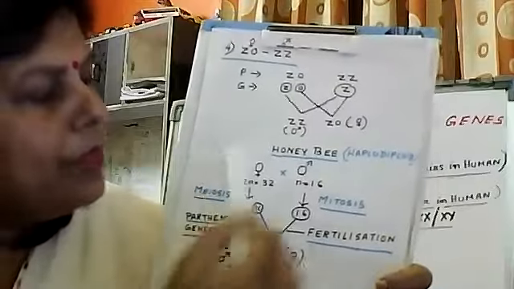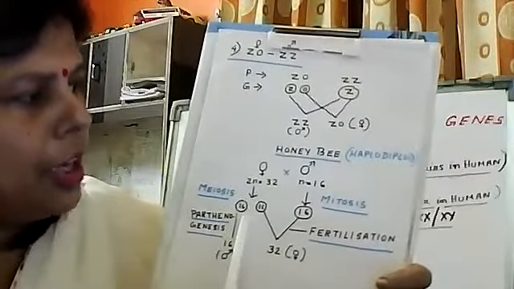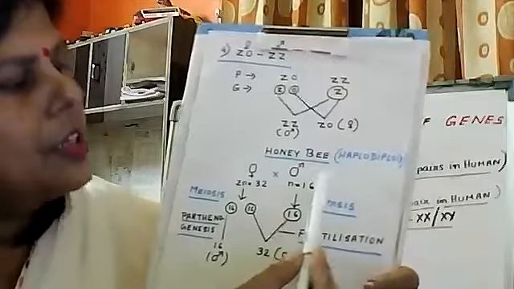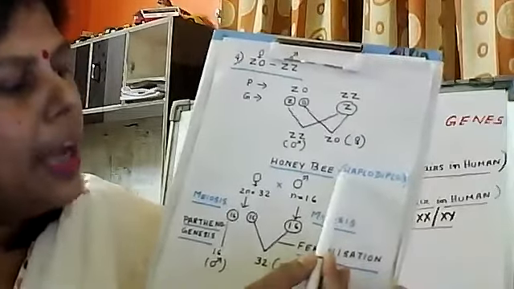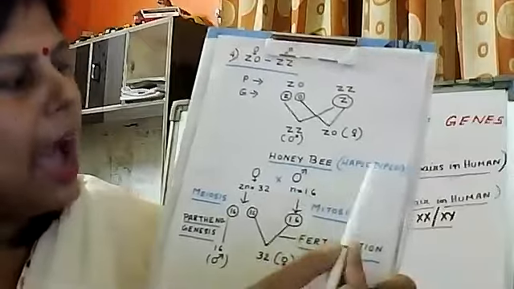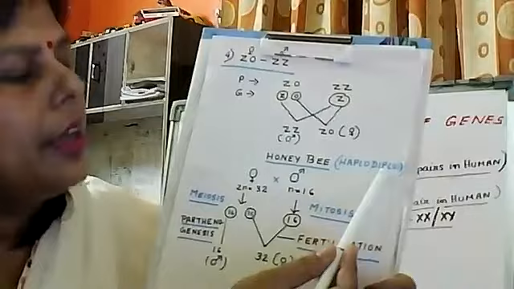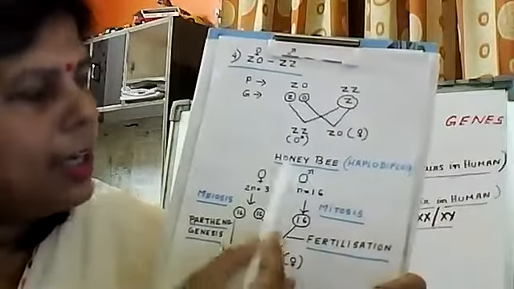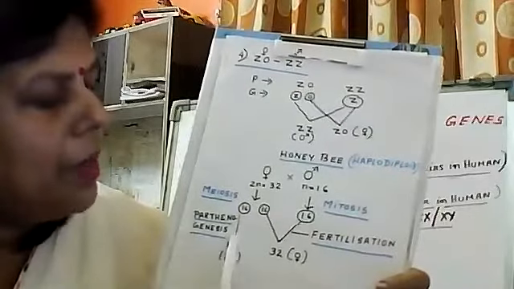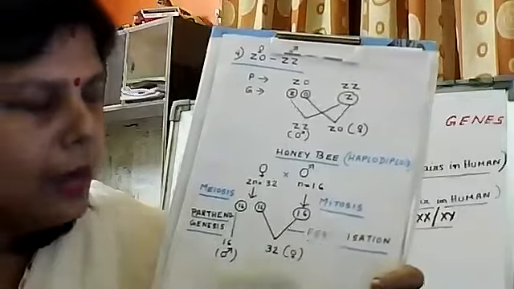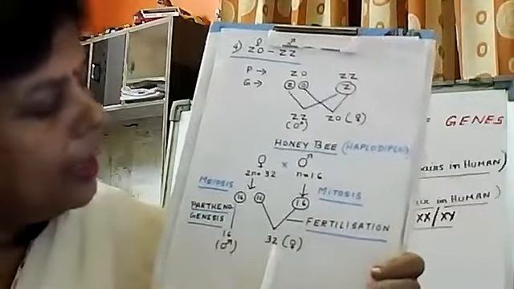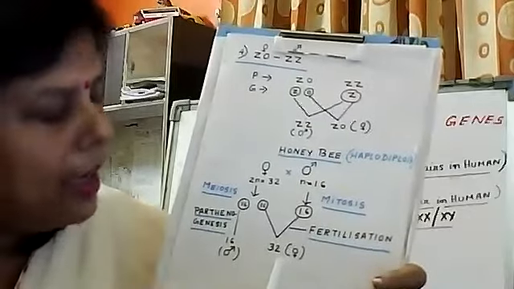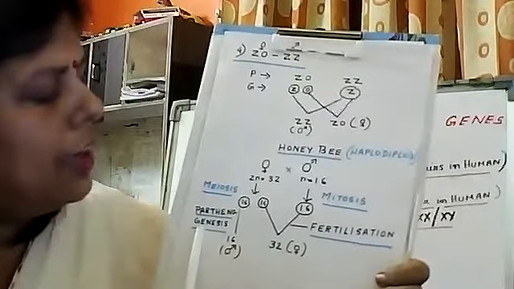So that's why this type of sex determination is said to be the haplodiploid sex determination process. It means in some cases it is haploid and in some cases it is diploid. That's why both terms are given. So this is one exception in case of honeybee. In honeybee, if fertilization takes place it will always give rise to a female, and without fertilization it will give rise to a male.